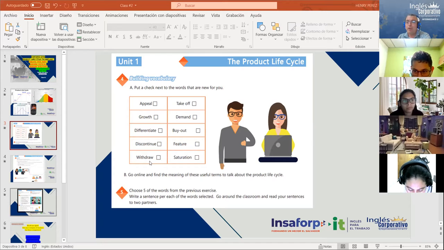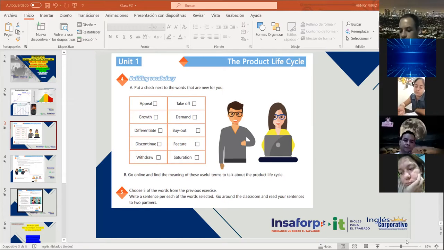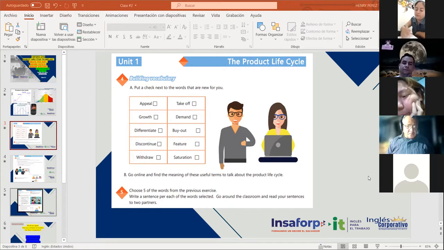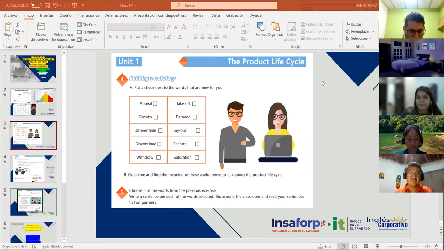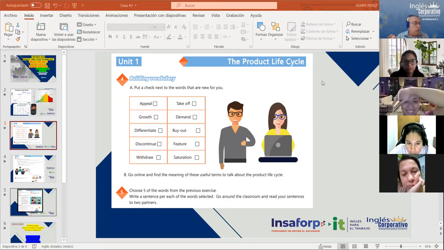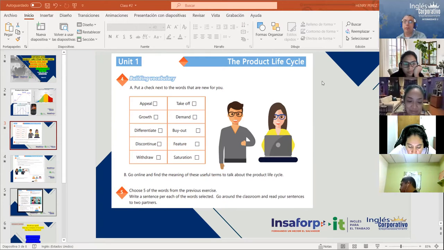Y'all are doing great. What about withdraw? Who wants to do withdraw? To take or move out, or to remove a product. Very good. Excellent. To remove a product from the market. And why do we remove a product from the market? Why do we withdraw it? Because of either technical issues or failures that can affect the consumer or the person buying it. Those are the reasons why we withdraw a product from the market. Very good. Thank you.